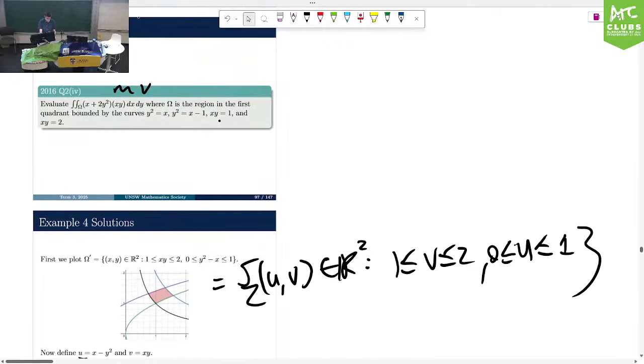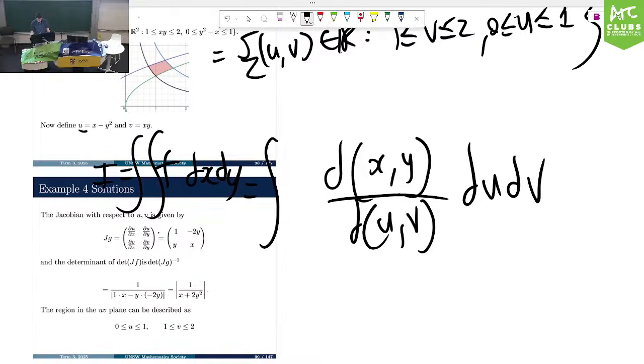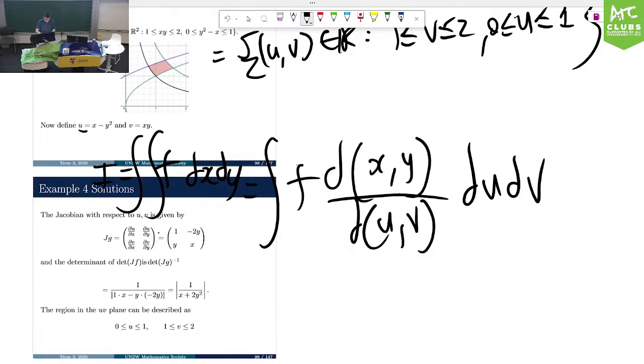We have this integral here, that's like our I. We have I is equal to our integral over dx dy of f. We want that in terms of du dv. And you can kind of see that these cancel out, and it's the same as the dx dy. So that's the intuition behind what's going on. So that's why we need the dx dy over du dv.